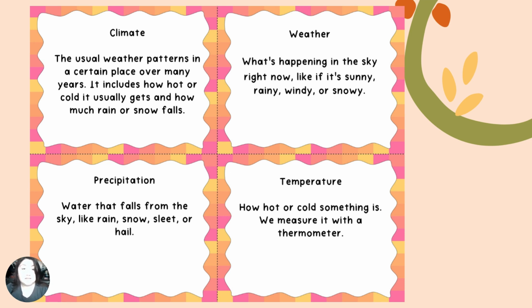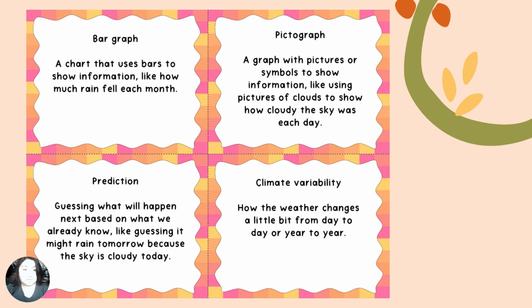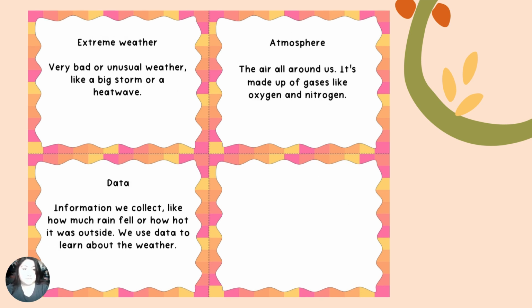So our first words say climate, weather, precipitation, and temperature. Wind direction, wind speed, climate change, and weather patterns. Bar graph, pictograph, prediction, and climate variability. Extreme weather, atmosphere, and our last word says data.